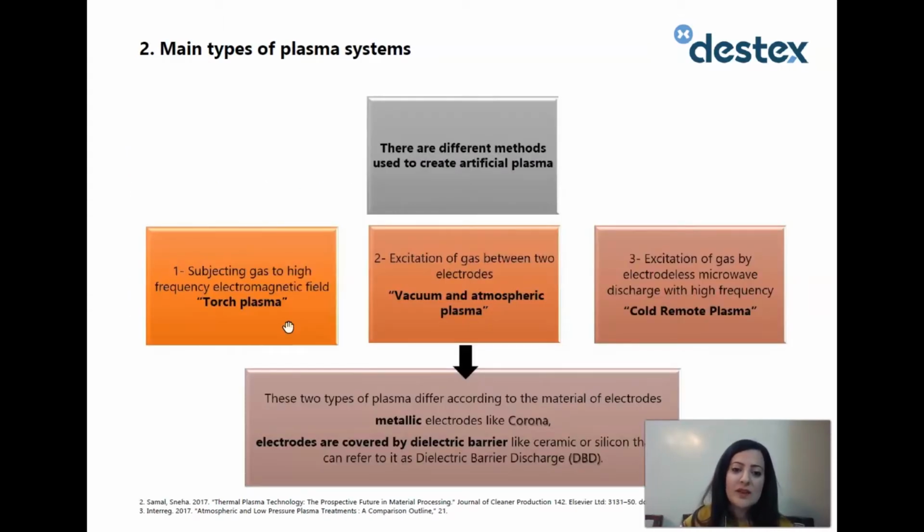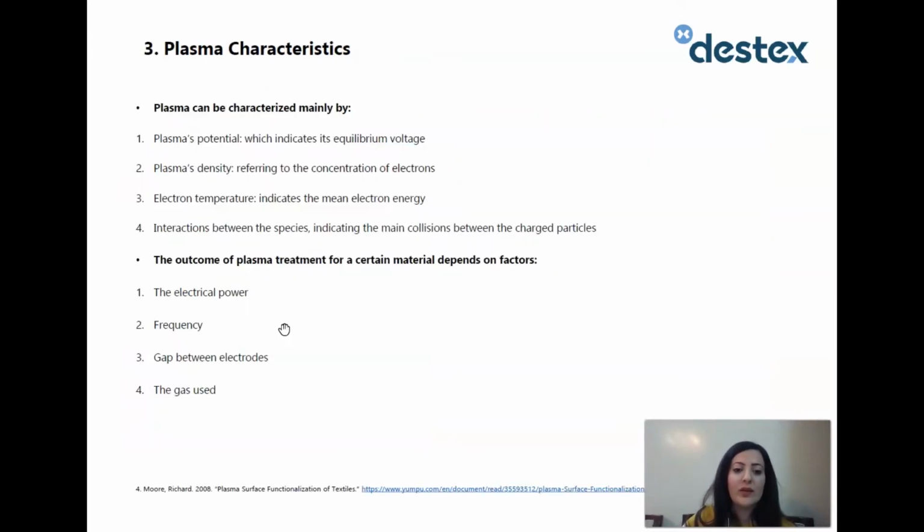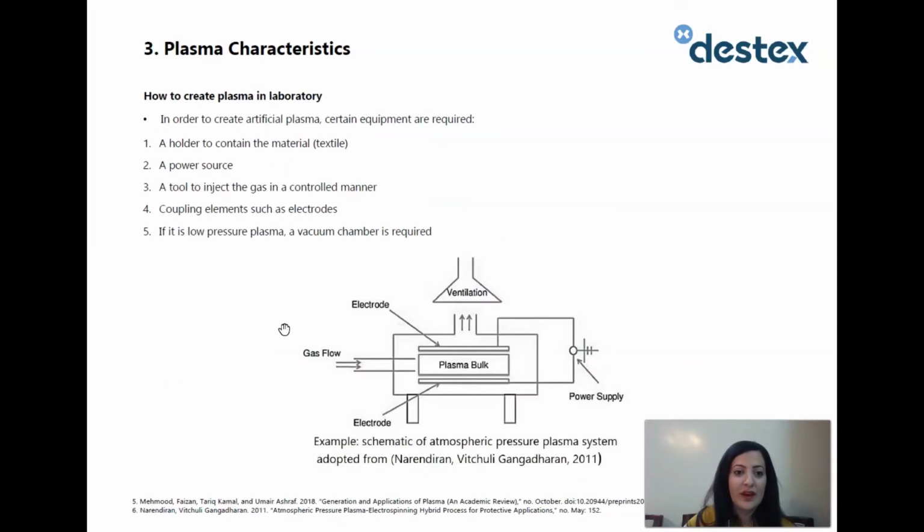The plasma systems nowadays differ according to the method that we use to create this ionized gas, and they include torch plasma, vacuum plasma, atmospheric pressure plasma, and cold plasma. And we can also have good control over the parameters of the process in plasma treatment by changing the frequency, the gap between the electrodes, and the gas used. We can acquire different properties.